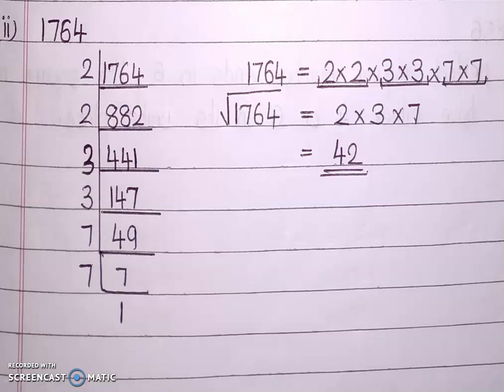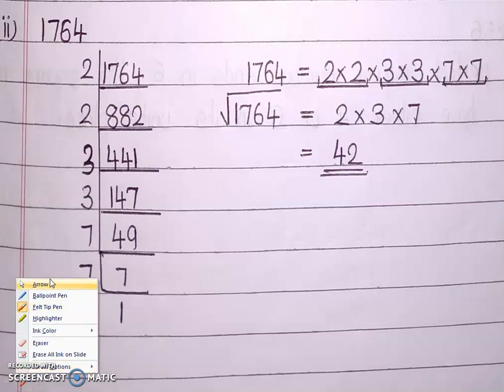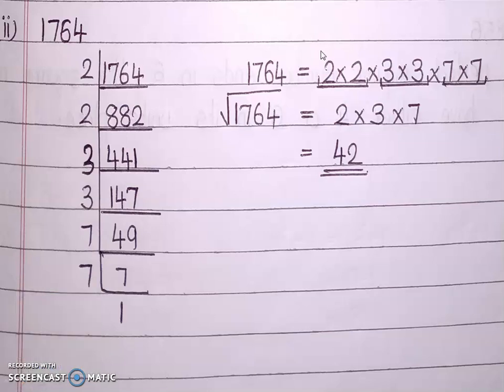If you are getting a perfect square number, you can group like this. If you are getting a perfect square, then only you will get pairs of 2. You should be careful about that. If you are getting a perfect square number, you will get a pair of numbers like this. So you can take one digit from each group.